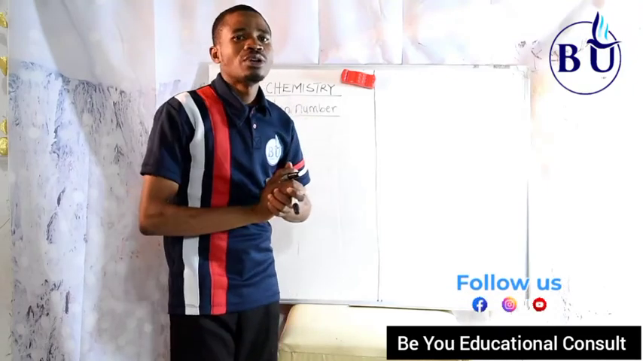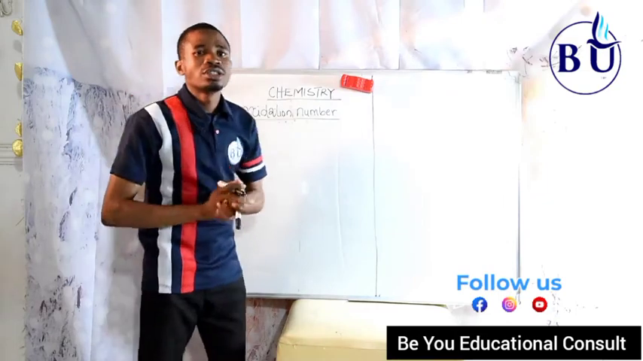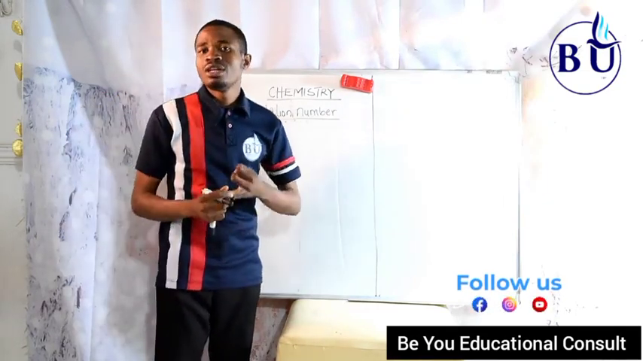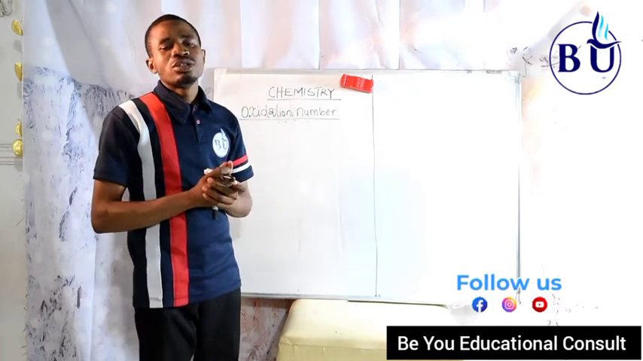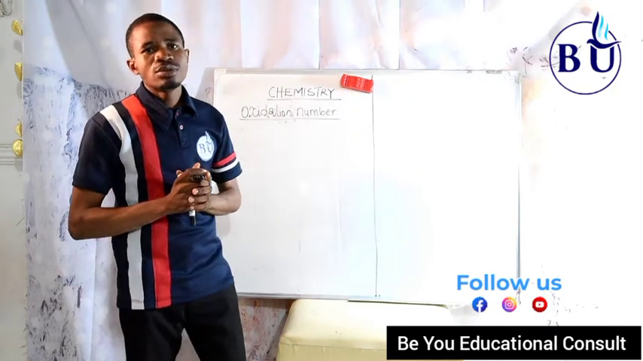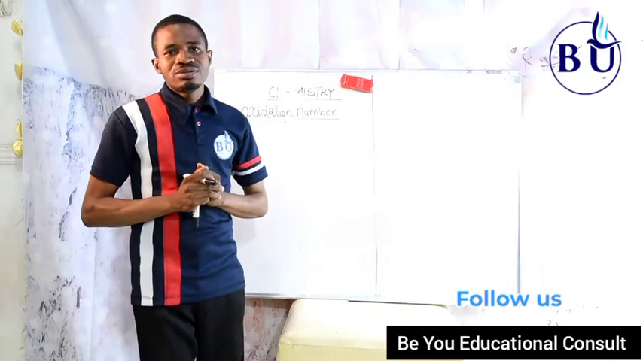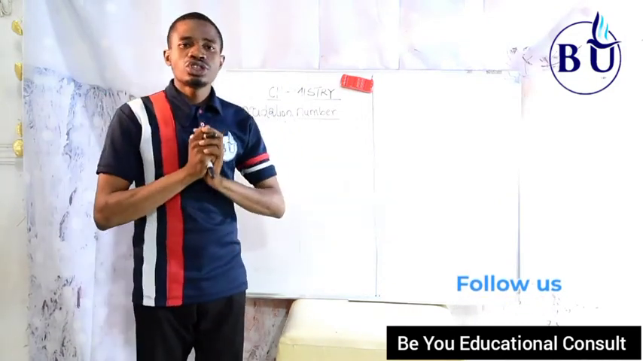Today, chemistry. I'm going to have it on the topic of oxidation numbers. We're going to be talking about what oxidation is, how you know the oxidation number of an element, and how you identify the oxidation number of elements. I'm going to teach you today about oxidation numbers, so I want you to listen and be attentive so that at the end we'll get our desired result. What is oxidation number?